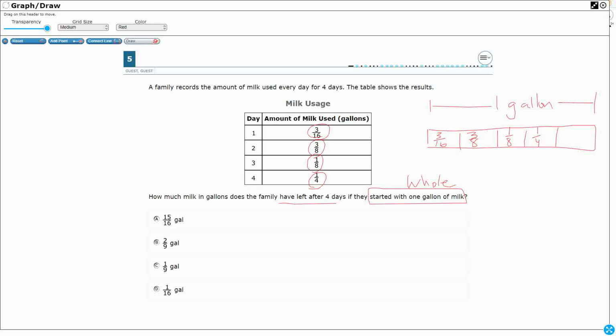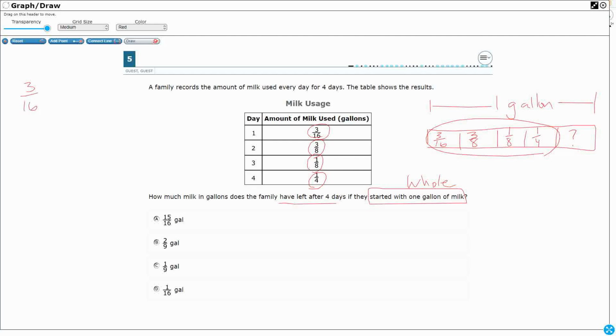So really what we're looking for is how much they have left after 4 days. What's my leftover? Well, we can see in this relationship here, right? If I can find the total of all of these 4, add those up, I can subtract that from my whole, and then we'll see what we have left. Now, basically, this is asking us to add a whole bunch of fractions, and that's going to be difficult to do if we don't have a common denominator.